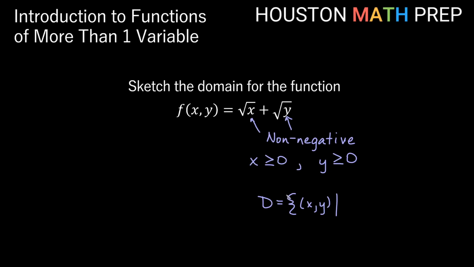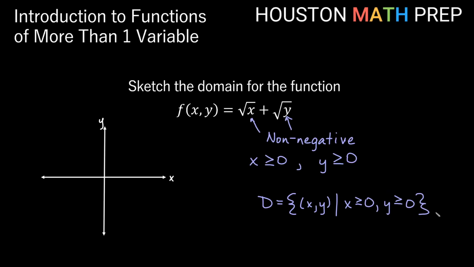So x and y both need to be greater than or equal to 0. So we'll just say here then x greater than or equal to 0, comma, y also greater than or equal to 0. Okay, so this reads that the domain is the set of all points such that x is greater than or equal to 0 and y is greater than or equal to 0.